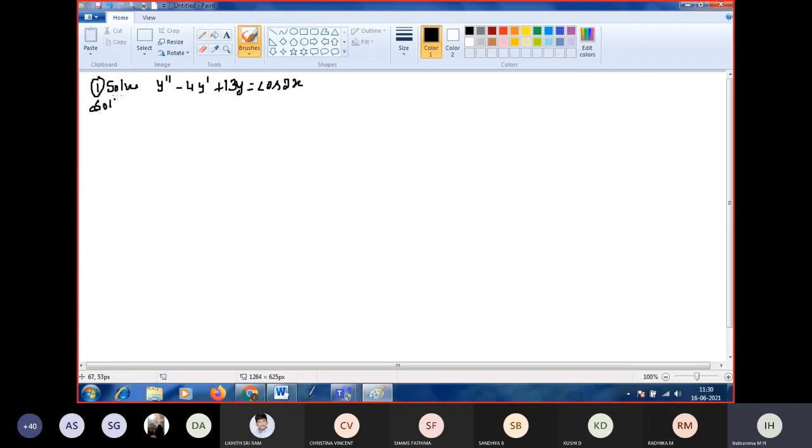So solution, how can you write y double dash? As D square by dx square. Next, minus 4 into y dash, as dy by dx. Is it right? Next, which is equal to cos 2x.